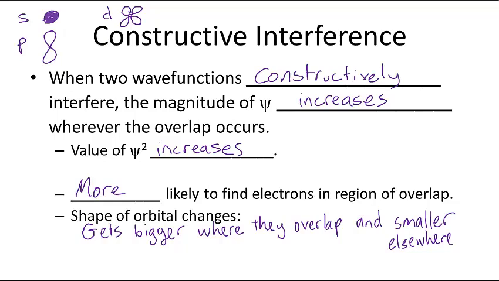So the student question is, if two p orbitals overlap, would one lobe get really big and the other lobe get really small? And the answer is yes. We're going to look at examples of how they actually change.